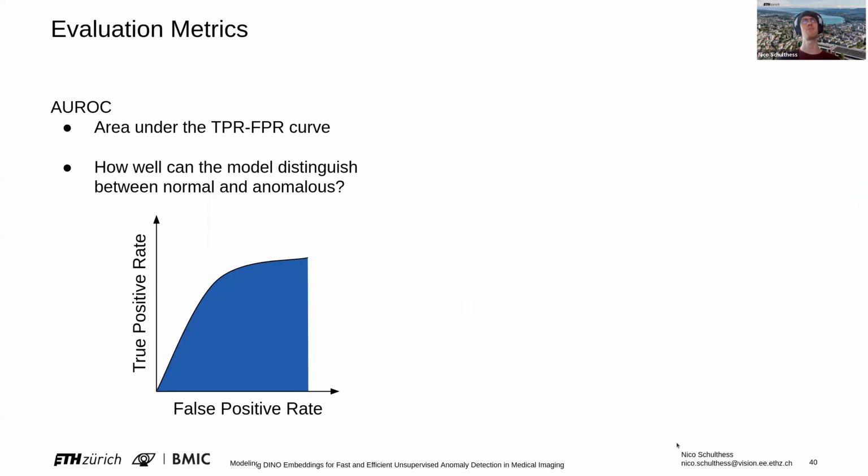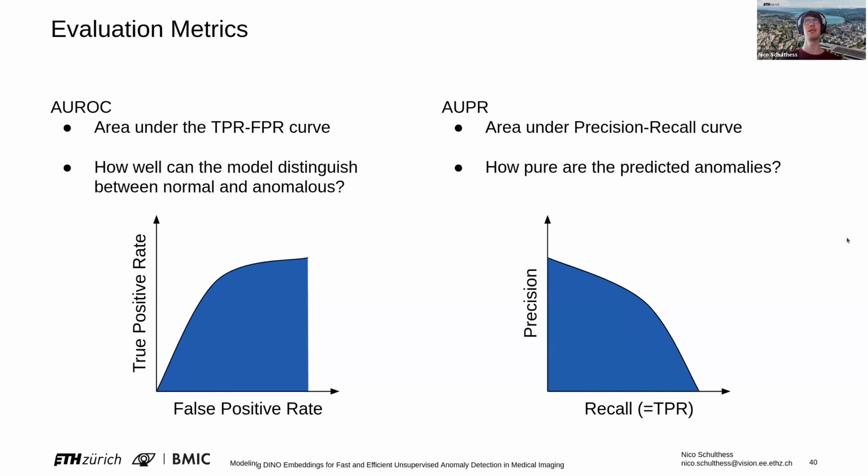But let's also look at the evaluation metrics. To do the numerical evaluation, we looked into two different metrics. The first metric is the area under the ROC curve, so under the true positive rate versus false positive rate curve. And this measures how well the model can distinguish between the different classes, so in this case, between normal and abnormal. And the other metric we used is the area under the precision recall curve. So this usually measures how pure the predicted anomalies are, or it deteriorates if there are many false positive pixels predicted.